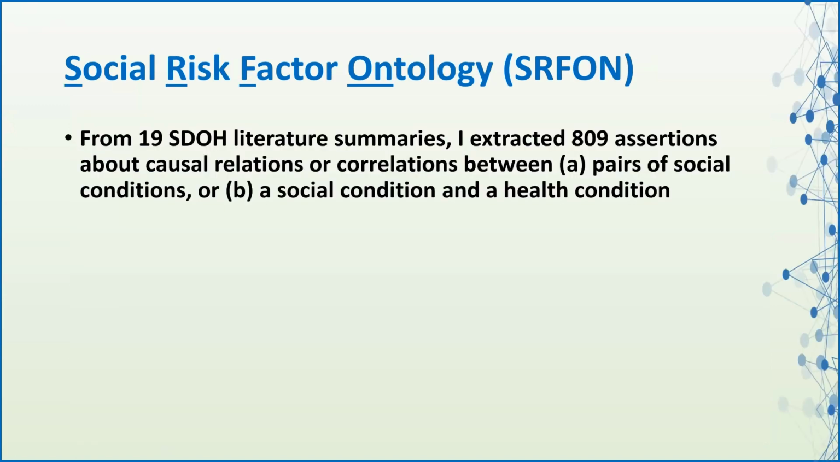So with this sort of interconnected network of factors in mind, I took the following approach when beginning to develop our social risk factor ontology. I began with 19 literature summaries on different areas of SDOH because each brings together findings from several different other sources. And from these, I extracted 809 assertions about causal relations or correlations between pairs of phenomena, such as a pair of social conditions or a social condition and a health condition.